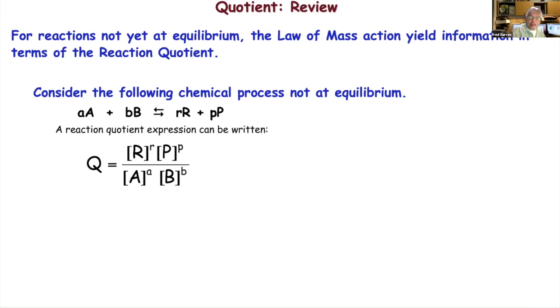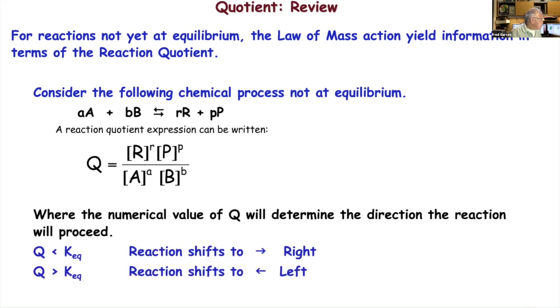On the other hand, if Q is greater than K equilibrium, then the reaction is moving in the reverse direction because Q needs to get smaller. Only when the product decreases and the reactant increases does that quantity, products over reactant, get small. So again, as we discussed from previous last week, Q is an indicator that tells you the direction of the reaction. And this is a summary right here, okay?